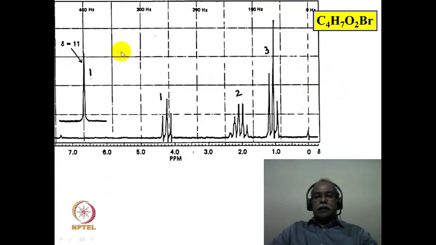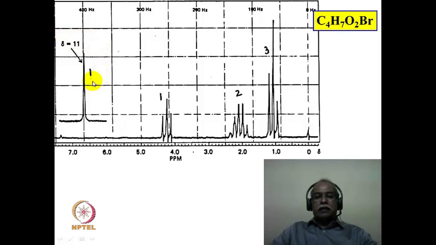This is an interesting example of a carboxylic acid. One can readily identify this as a carboxylic acid because of this peak here. Actually, the spectrum is recorded only from 0 to 7 ppm. Whatever was above 7 ppm is folded over and recorded in the same region, but it is indicated very clearly that the delta value of this particular hydrogen is 11. Such a highly de-shielded hydrogen could only be due to a carboxylic acid.